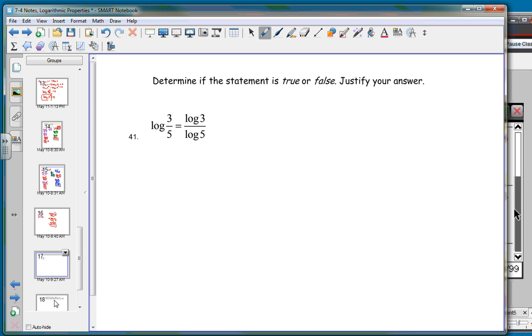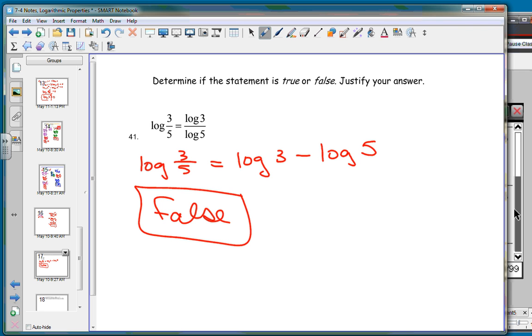When you see division, what operation should you be thinking of? Subtraction. So the log of 3 over 5 is the same thing as saying log 3 minus log 5. Is that true or false? That's a true statement that I have written down, but does that equal log of 3 divided by log of 5? No, that's never going to equal that, so this is going to be false. They are not the same whatsoever. Okay, do we all understand that? Okay, what else do you know?